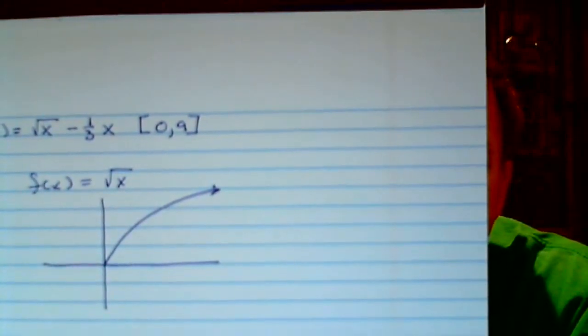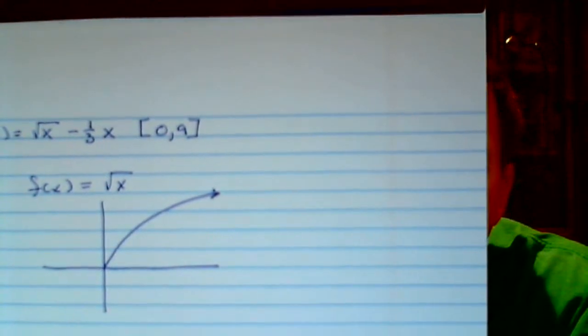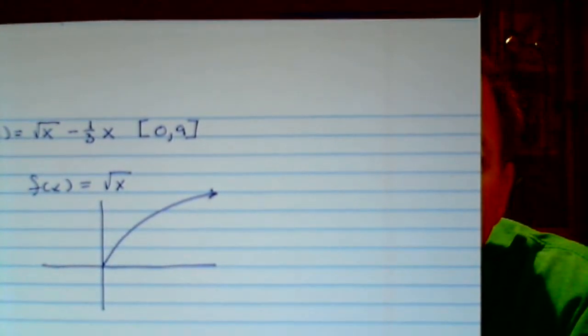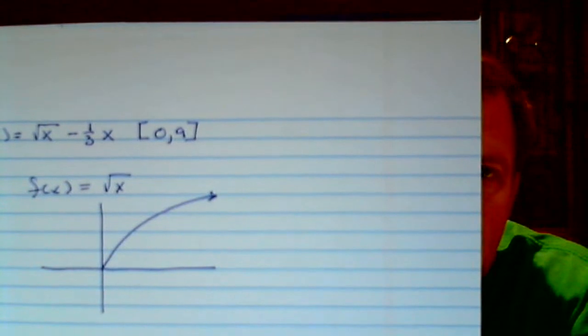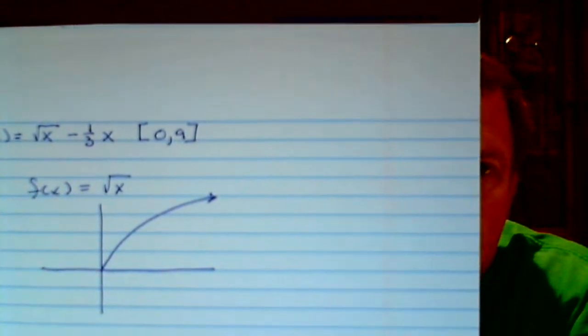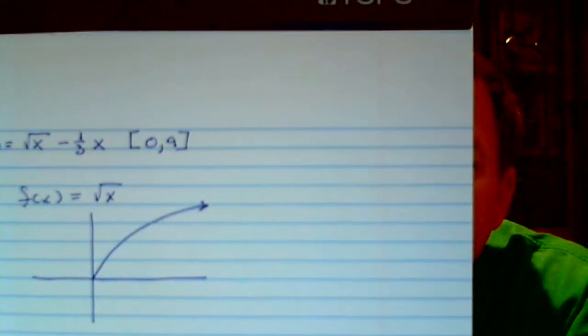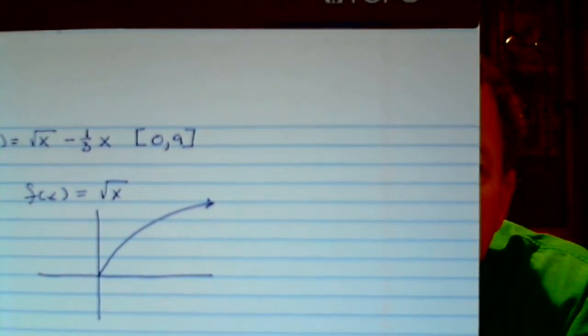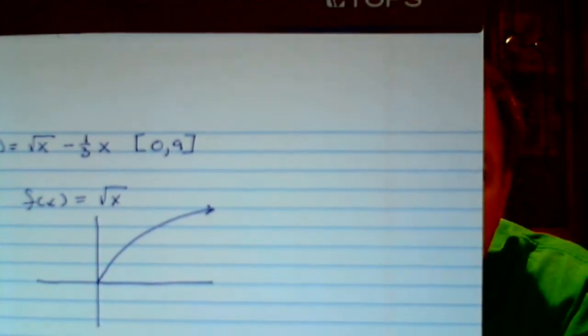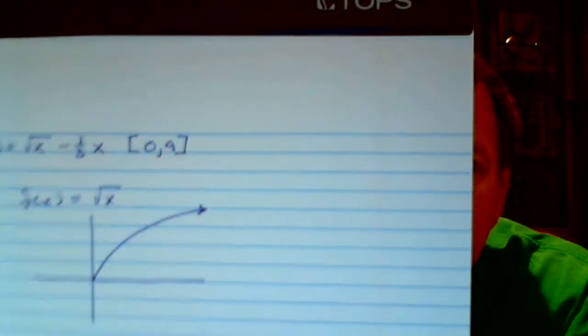This is the graph of f of x equals the square root of x. And so if we were to ask ourselves where that function is continuous, we would be able to argue quite successfully that it is continuous everywhere from 0 to positive infinity. There are no holes, there are no jumps, and there are no vertical asymptotes for that function.